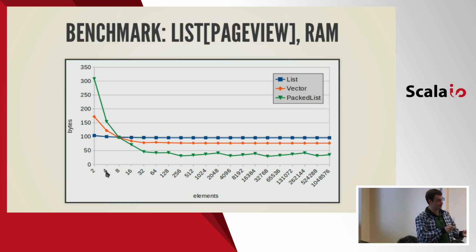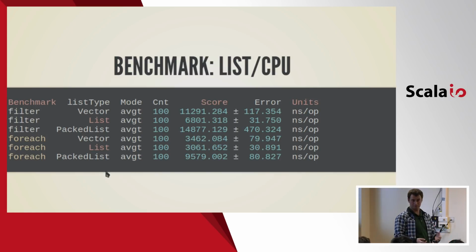But the interesting thing is, what about the CPU performance? How does it behave in terms of throughput loss? So I just benchmarked a couple of things with these different collection implementations with JMH. So we have a filter benchmark, which is filtering your collection and building another collection with elements included according to the predicate. For vector, it's like 11 microseconds. For list, it's 6 microseconds. For packed list, it's 14 microseconds. But it's not that bad, actually. It's almost 2 times slower than list.